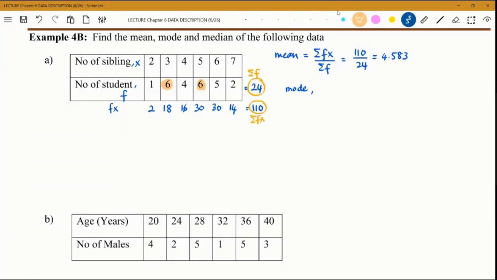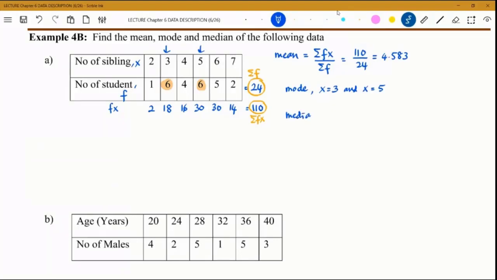So kita akan letak X equal to 3 and X equal to 5. Sebab kamu ada nilai yang frekuensi yang sama and then kamu kena letak dua-dua. Tak boleh salah satu. Mesti letak dua-dua. Okay. So the one mode, median.